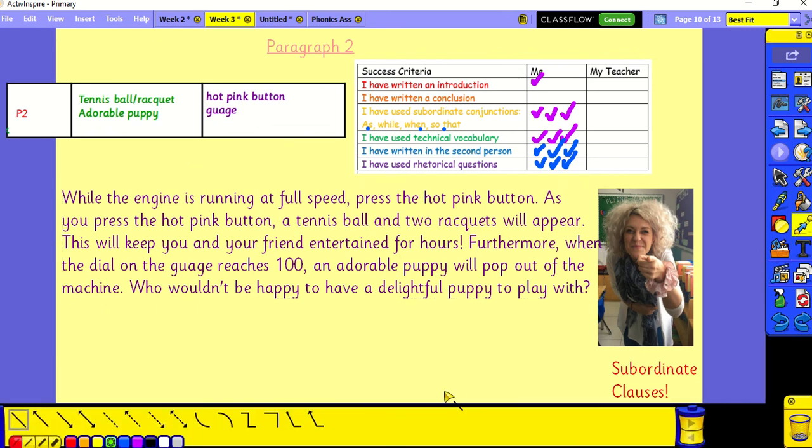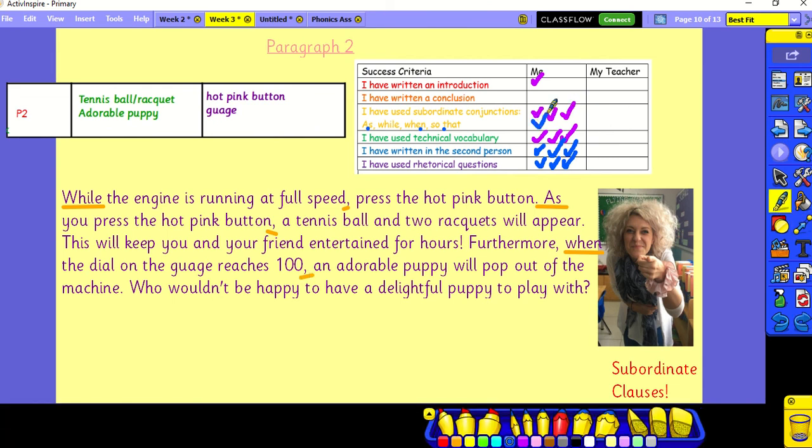Right, let's get to underlining our success criteria. I have not written an introduction or a conclusion. I have used some subordinate clauses though. Of course I have. You would expect nothing less. So let's underline those in yellow. I have used while. I have used as. While with my comma, because it comes first. As with my comma. When, I've put furthermore in front of it, but I've still used here, when the dial on the gauge reaches 100, comma. So I've used 3 there.